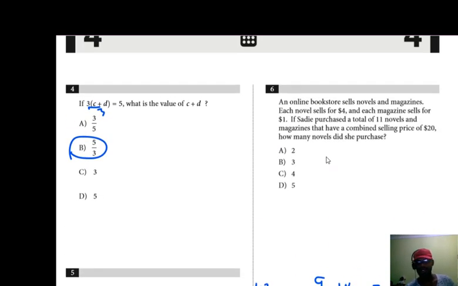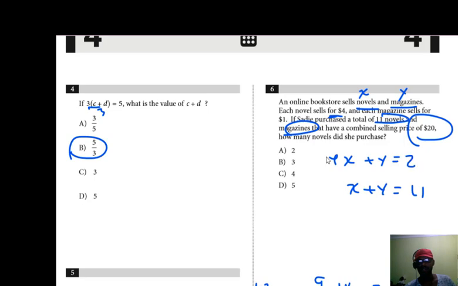An online bookstore sells novels and magazines. Let the novels be x and the magazines be y. Each novel sells for 4, so that means 4x, and each magazine sells for 1, that is 1y. This is an application of a system of linear equations. She purchased a total of 11 items, so x plus y is 11, and the combined selling price, the total price, is 20. So this is your system of simultaneous equations.